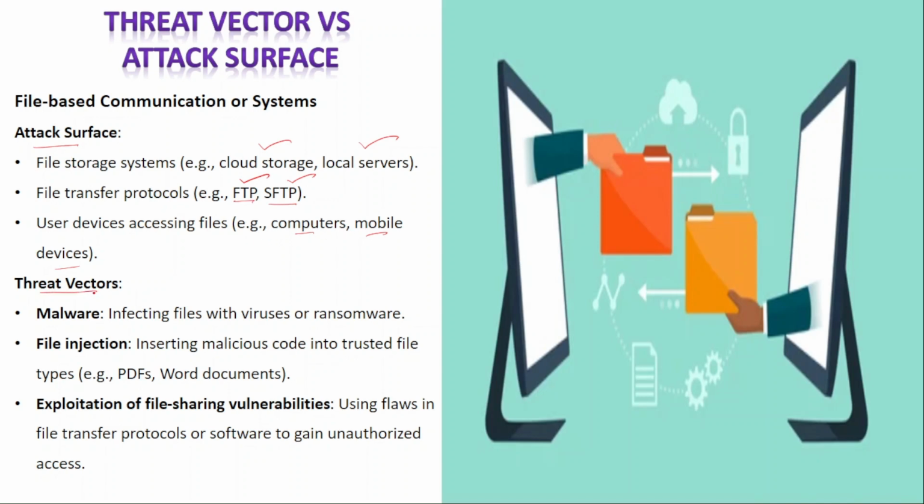Threat vectors include malware, again infecting files with viruses or ransomware. File injection, so inserting malicious code into trusted file types, for example, PDF and Word documents. So these Word documents and PDF files may become a delivery mechanism for malware and other malicious code. And exploitation of file sharing vulnerabilities, using flaws in file transfer protocols such as FTP, SFTP, or software to gain unauthorized access.